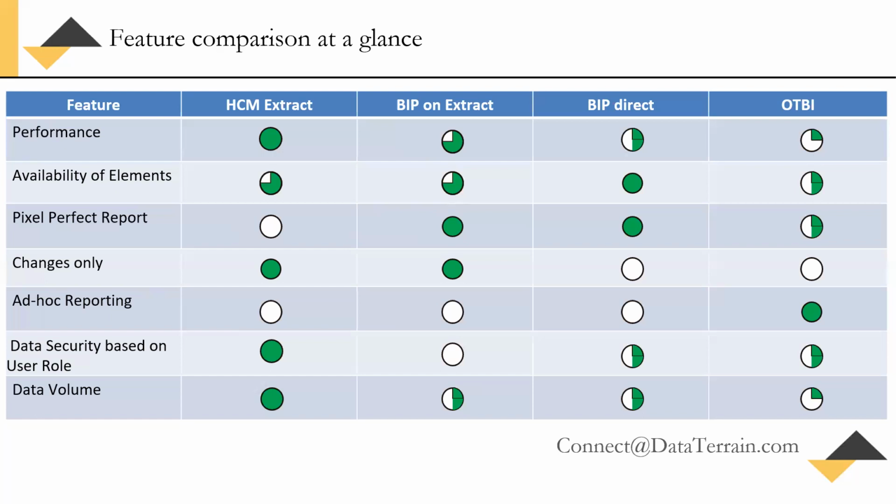Using those subject areas, we can build a report. With the features, we have represented which way to go. For performance related to HCM, if we have a huge amount of data and the XML report is loading for a long time, we can go with HCM Extract. With that XML we can create a BIP report. With that performance you can see 70%, BIP direct will be 50%, and OTBI less, 15%.